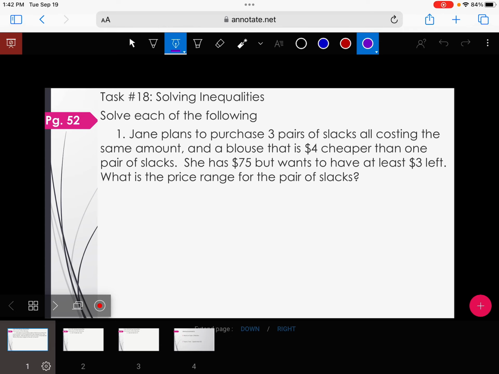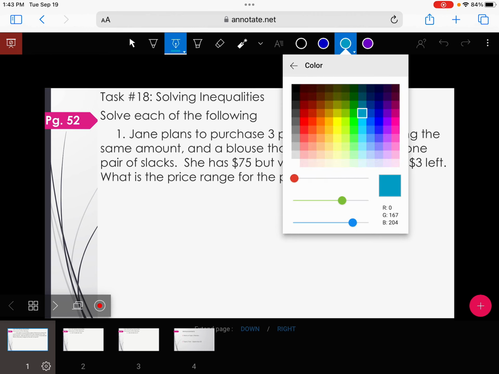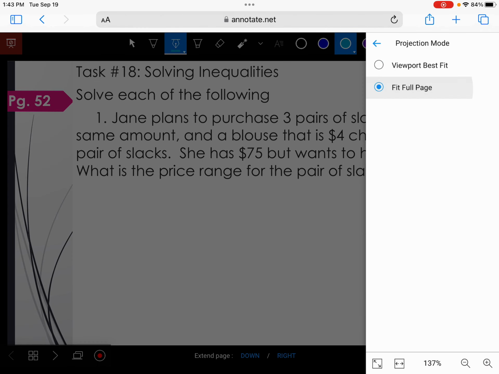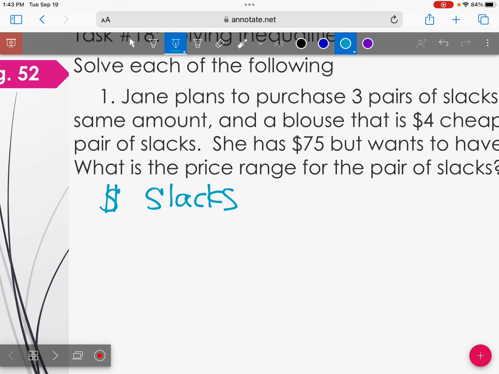So first thing we're looking for is what are our variables? What don't we know? Yeah, how much a pair of slacks cost? Pair of pants. So we need to know the cost of slacks or pants. What variable do we want to use for that? X. So that's what we're asked about, is the cost of pants.